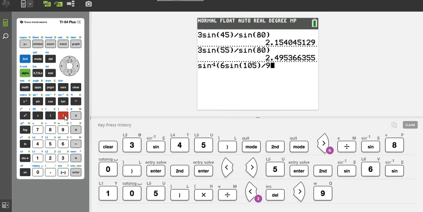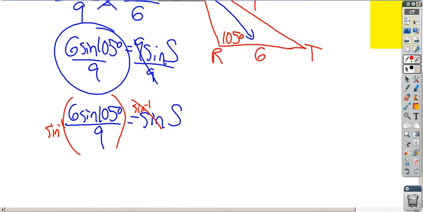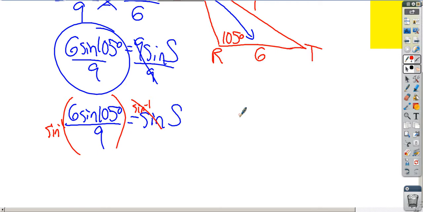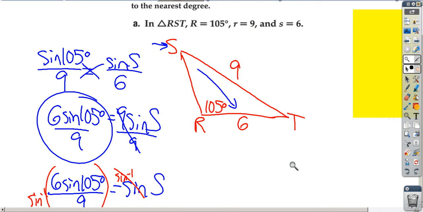Divided by 9. Let's make sure we type that correctly. And the inverse sine of that gives us a 40 degree angle for side S. So let's fill that in. We have a 40 degree angle right here. That is this side, and then we can get this angle right here by doing 105 plus 40 and subtracting that from 180, and that will give us 35 degrees.